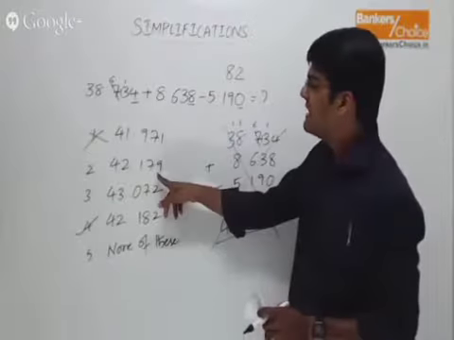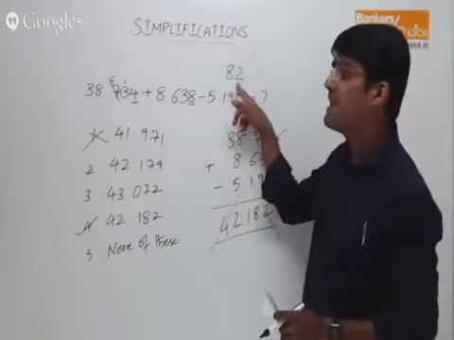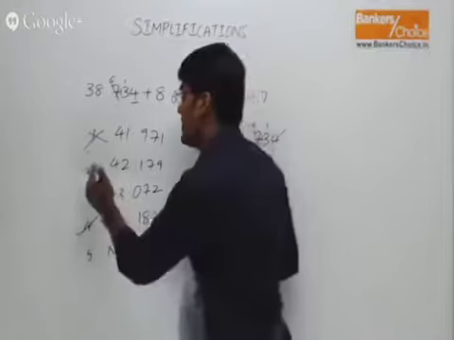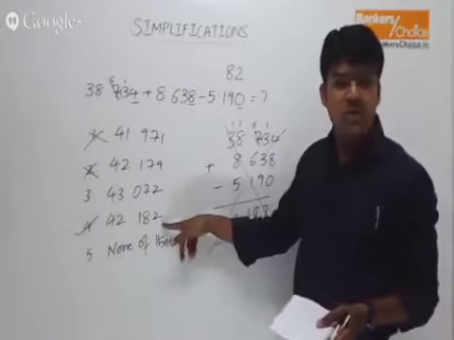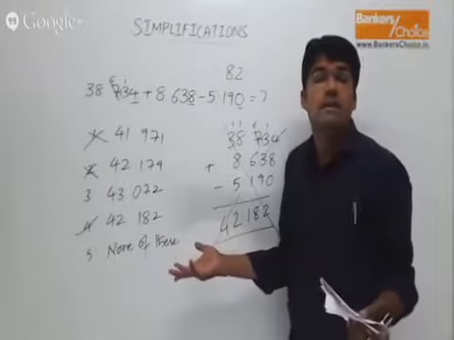Second option ends with 9. Is it the possible answer? No. I very well know that the answer has to end with 2. So even this is ruled out. The third option ends with 2. Possible. Fourth option ends with 2. Possible. Fifth option, none of this. Maybe that's the correct answer.